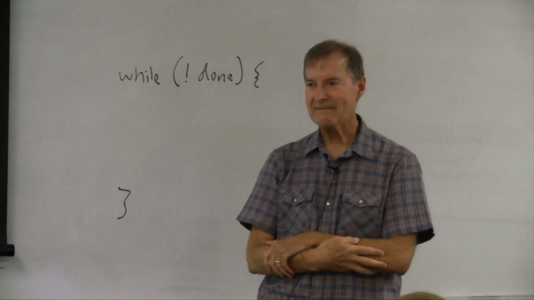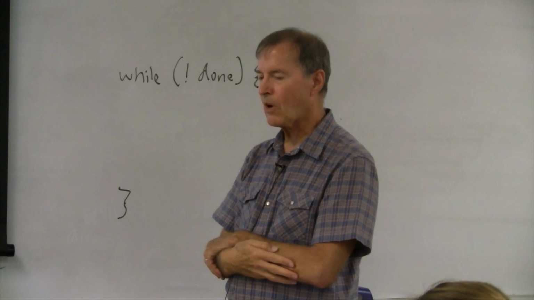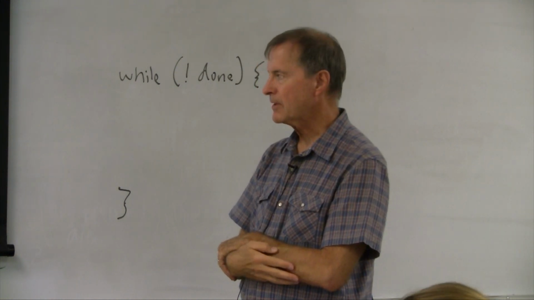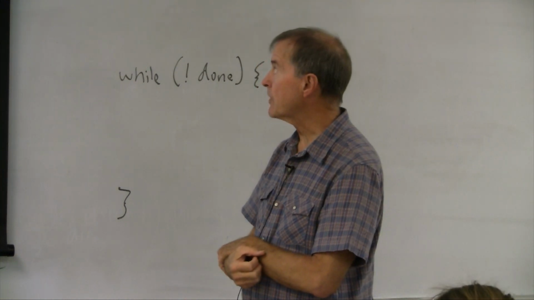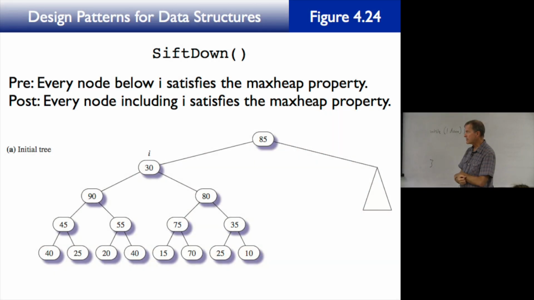Yeah. Why would you ever stop the loop in the middle? How do you know for sure? Good question. Why would you stop the loop in the middle? Let's suppose in figure 4.24a that instead of moving the 30 down, let's suppose that the 30 is 60.